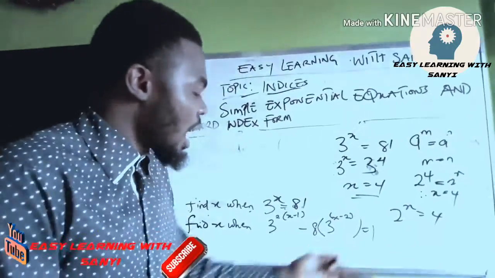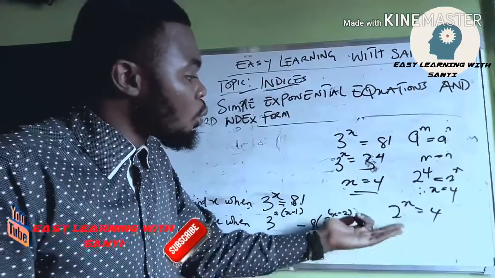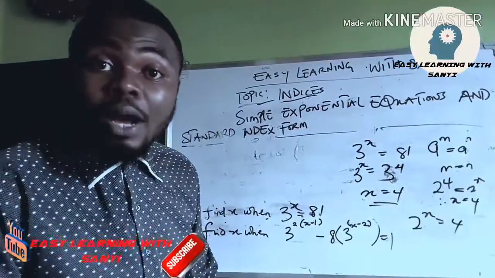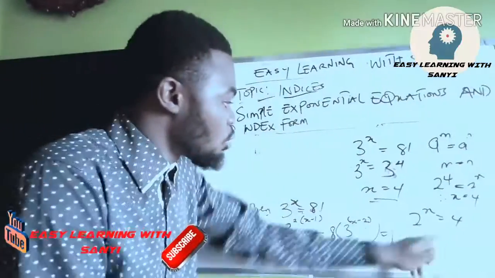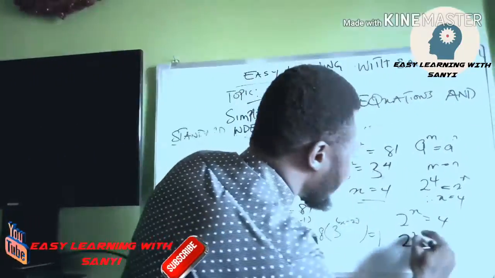It's as simple as I'll ask myself, 2 raised to power what gives me 4? I know that 2 raised to power 2 is 4. So I split this: I have 2 raised to power x is equal to what?